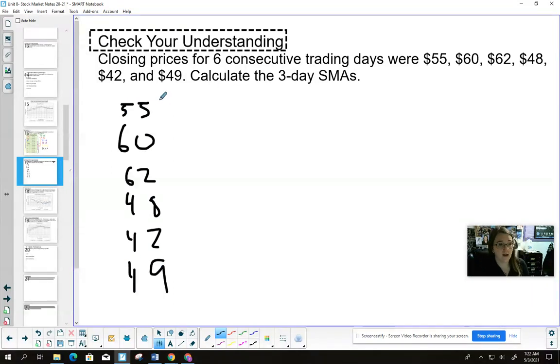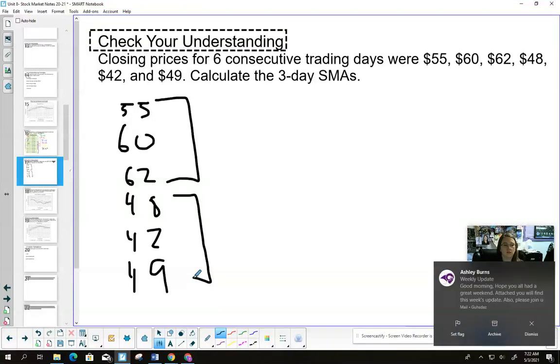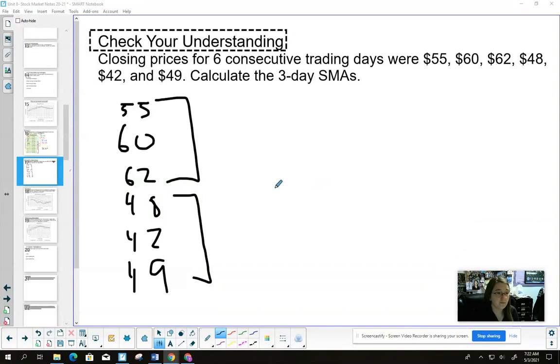So again, just to clarify, because this is a very common misconception, there are 6 numbers here. People are going to want to do this and go, sweet, take the average of those 3 numbers, take the average of these 3 numbers. No, that is not how you do it. You take the average of 3 numbers now because it is a 3-day SMA, so we're doing 3 numbers at a time, and we bump it down 1. We take the average of those 3 numbers. Then bump it down again. Take the average of those 3 numbers.